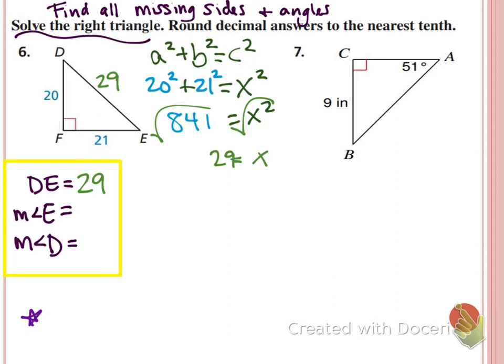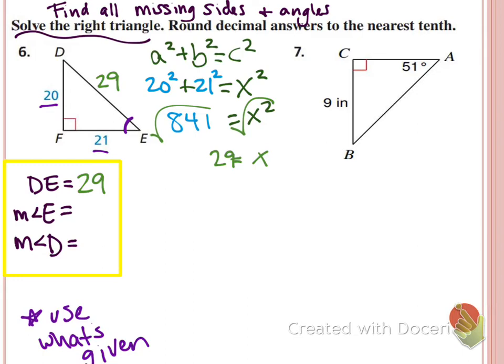I always recommend to use what's given, especially number one, you could be wrong. Number two, you could have rounded. Obviously 29 was the actual number we got. But for angle E I'm still just going to use the 20 and 21. It's just the safest option, because even if I got the third side wrong, 20 and 21 are definitely correct.